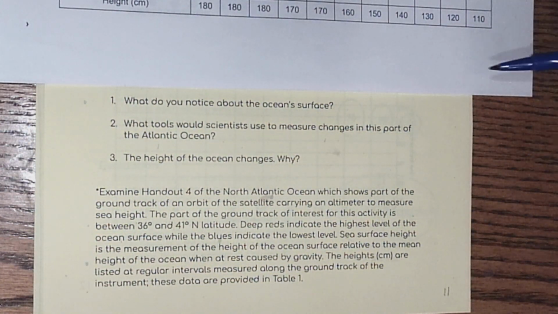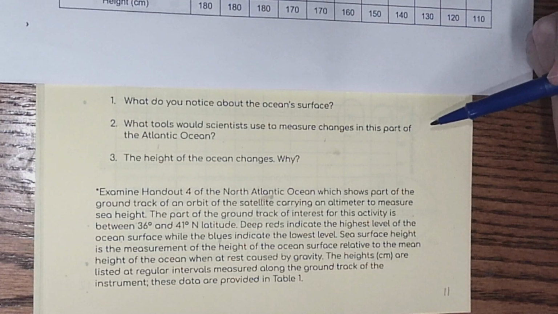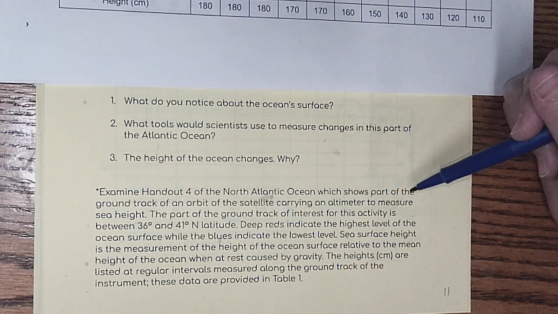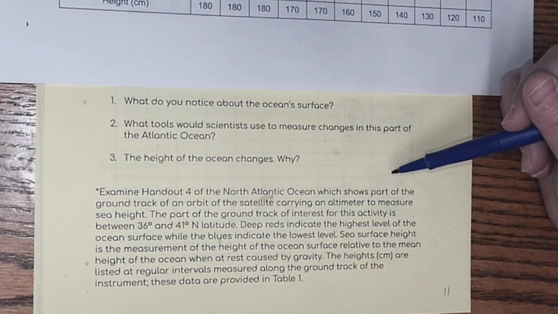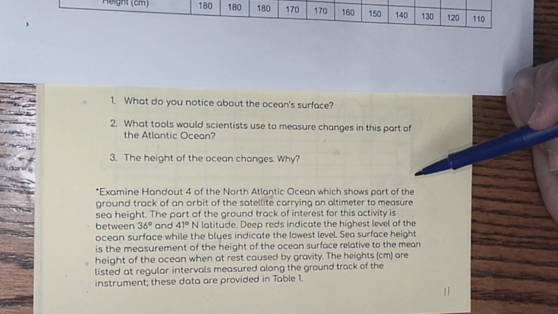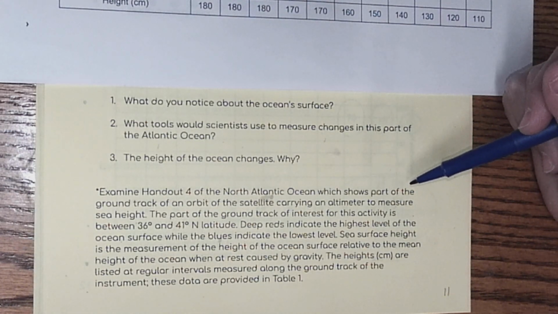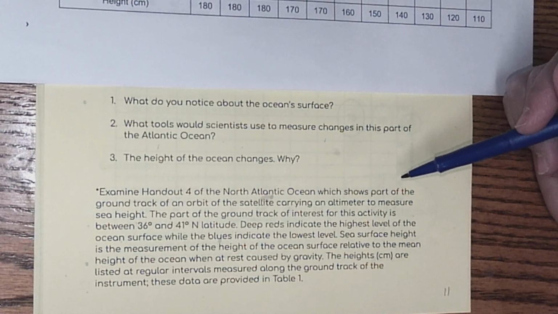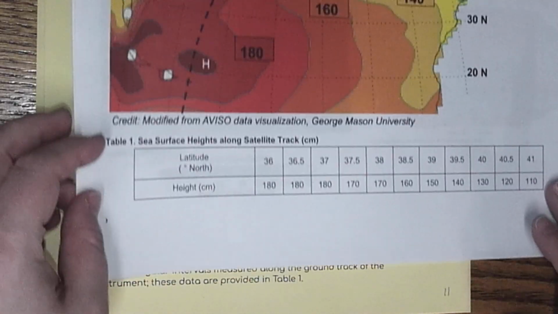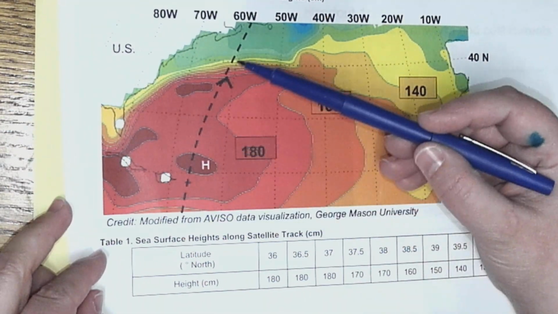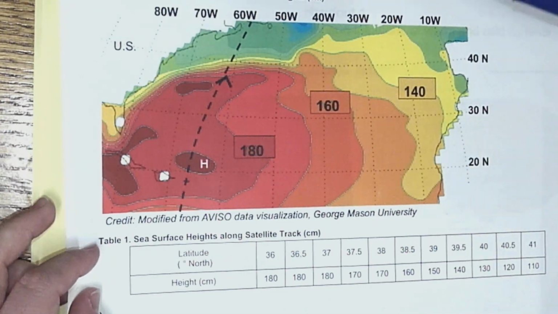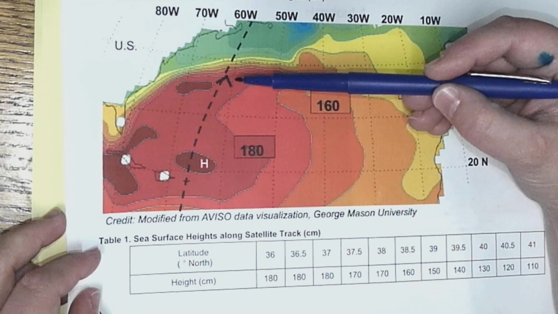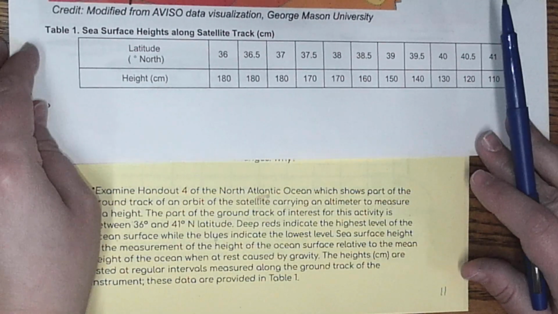It says, examine handout 4 of the North Atlantic Ocean, which shows part of the ground track of an orbit of the satellite carrying an altimeter to measure sea height. The part of the ground track of interest for this activity is between 36 degrees and 41 degrees north latitude. So I'm going to just show you before I move on. That's this track here. And we're interested in basically this section right here.